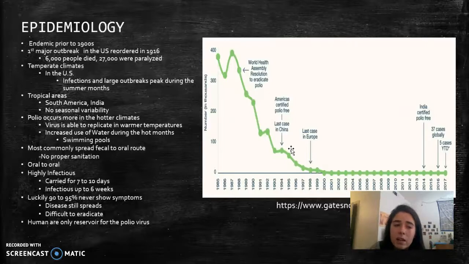So there was a big scare in the 1930s and 1940s for parents and their kids using swimming pools. It's highly infectious because it can be carried for 7 to 10 days, and the infectious period is up to 6 weeks. Luckily, however, 90 to 95% never show symptoms, but the disease still spreads and it's extremely difficult to eradicate. However, we are lucky because humans are the only reservoir for the polio virus, so you cannot get it from another animal.